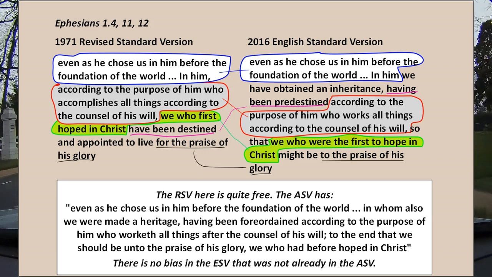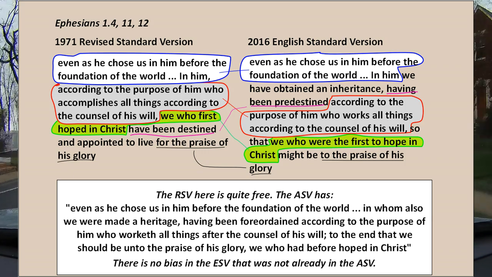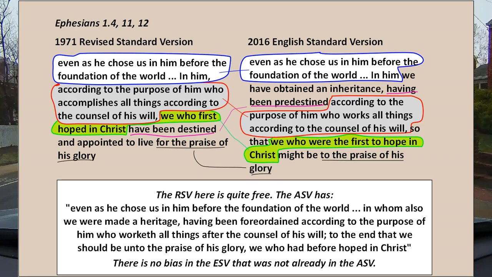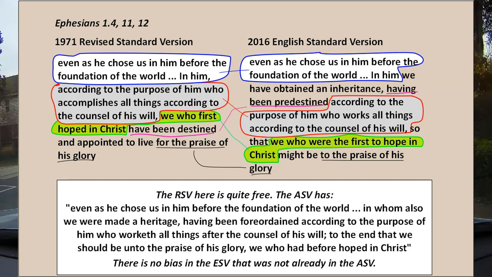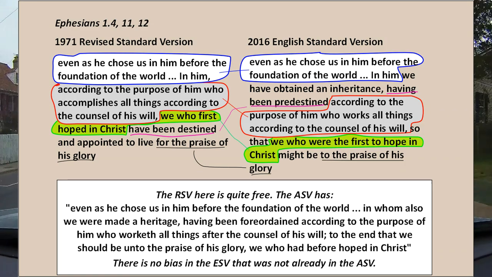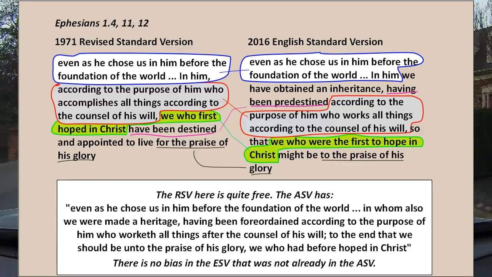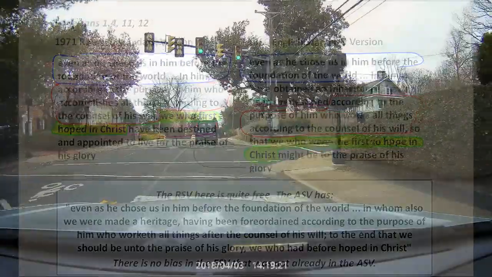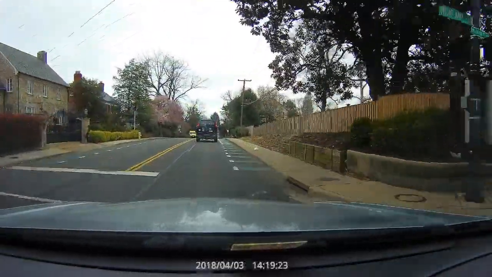Are there any significant changes there that would indicate that the ESV translators are trying to insert a pro-Reformed, pro-Calvinistic bias in the text? I don't think so, unless you think the American Standard Version was biased as well. It looks innocuous to me.